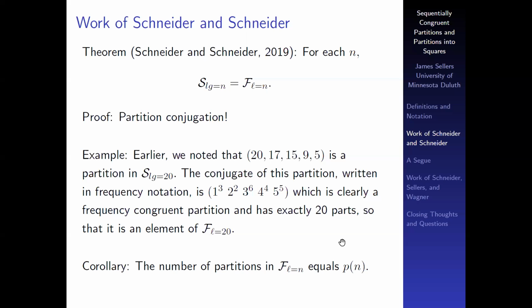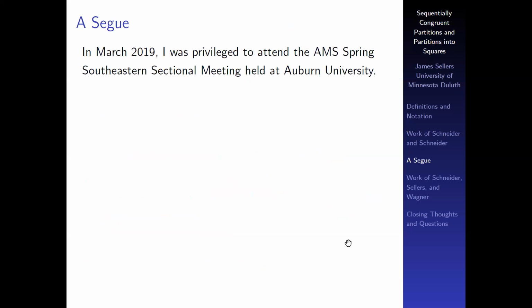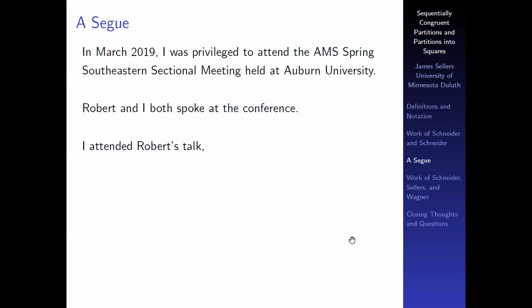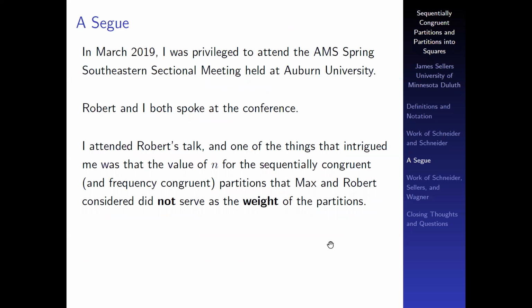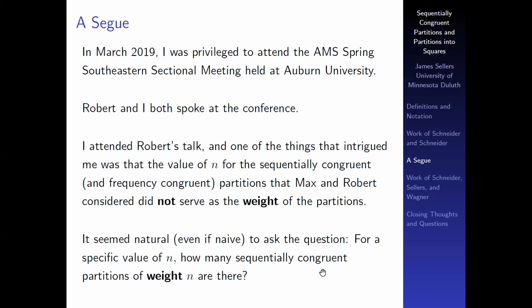All right, so in March 2019, I saw Robert give a talk on this topic at an AMS conference in Auburn. And I noticed something, which was that this little n was serving as a parameter for lots of other reasons, largest part, number of parts, and it didn't serve as the weight of the partitions. And it seemed natural to me to ask the question, what's happening to the number of sequentially congruent partitions of weight n?